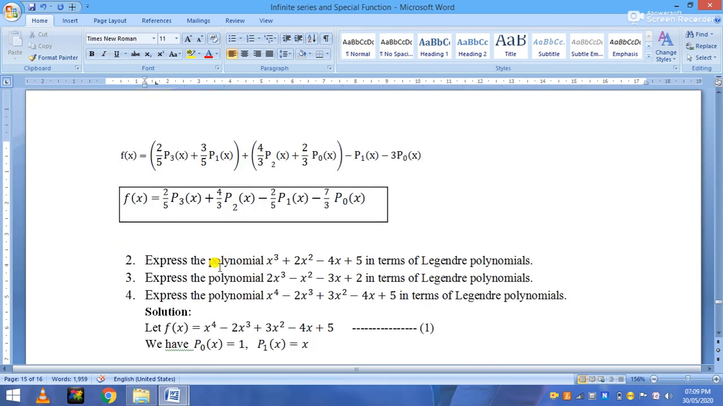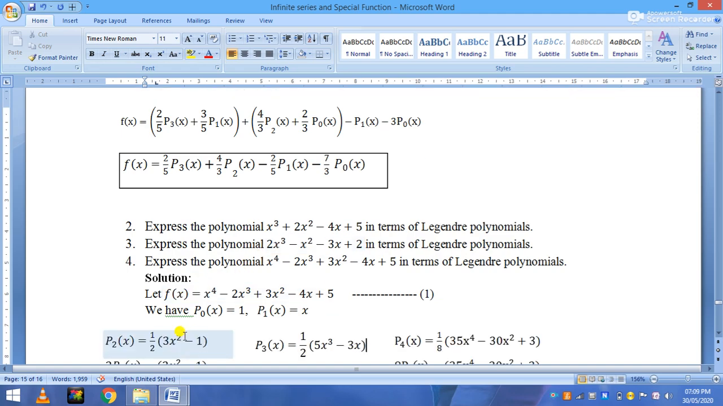I have written here some more examples. Express the polynomial x cube plus 2x square minus 4x plus 5 in terms of Legendre polynomial. Then express the polynomial 2x cube minus x square minus 3x plus 2 in terms of Legendre polynomial. Express the polynomial x raised to 4 minus 2x cube plus 3x square minus 4x plus 5 in terms of Legendre polynomial. So these two you do as homework. I will solve one more, that is the fourth one.